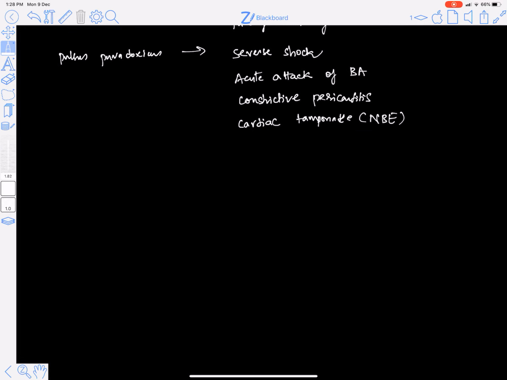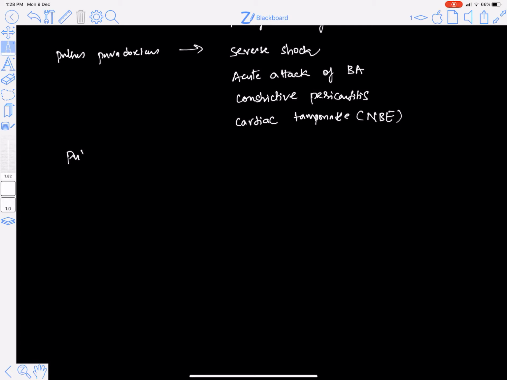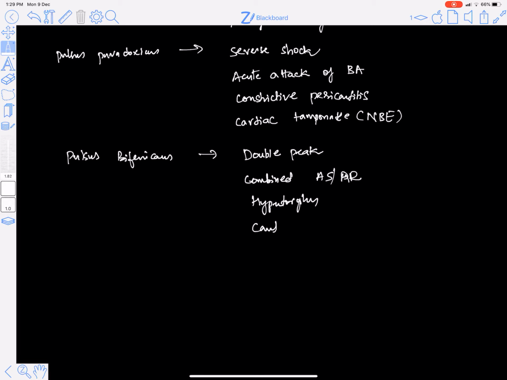Okay, so the next goes with the next sign, that is pulsus bisferiens, in which you can see double peaks on the graph, and it is commonly seen in the case of AS and AR, and you can see it in the case of hypertrophy, as well as in the case of cardiomyopathy.